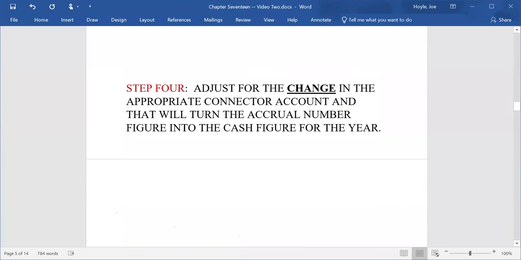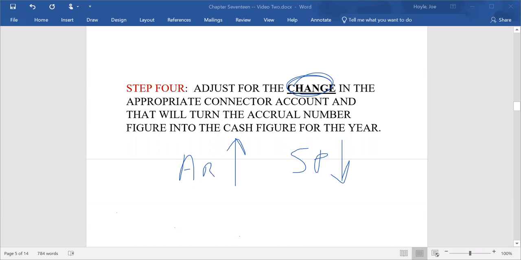And remember, as I just said, it is that change that you want. If a connector account such as accounts receivable goes up, that means you collected less cash. That tells you what happened to cash. If salary payable goes down, that's a liability. If it goes down, it means you paid more cash. So we're always looking for the impact on the cash account when we look at these balances, these connector accounts that we will have from one year to the next.